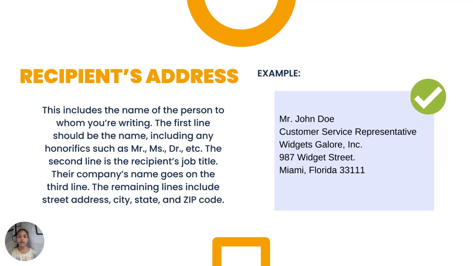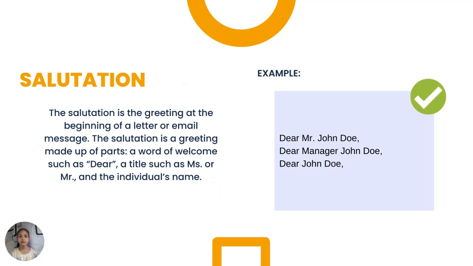The second line is the recipient's job title. Their company's name goes on the third line, and the remaining lines include the street address, city, state, and zip code.